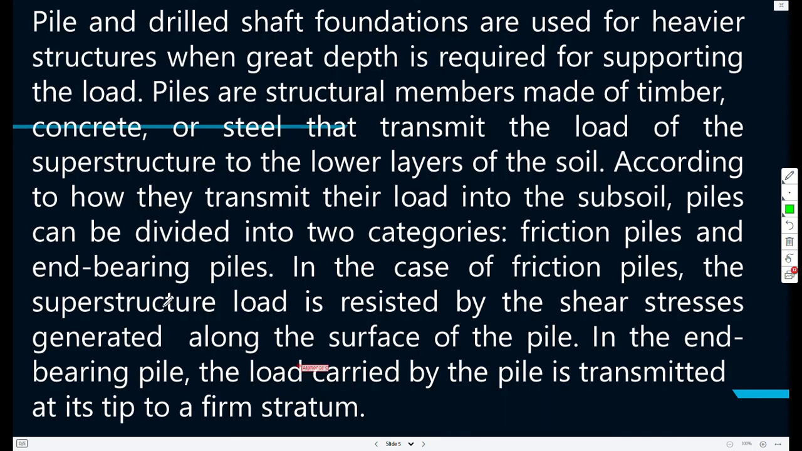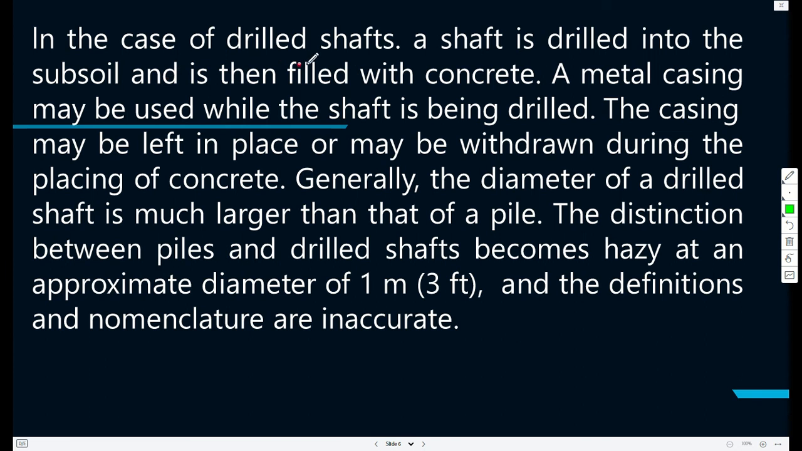So pile, I think I have already talked about that. In the case of friction piles, the superstructure load is resisted by the shear stresses generated along the surface of the pile. In the end bearing pile, the load carried by the pile is transmitted to the tip, to a firm stratum. In the case of drilled shafts, a shaft is drilled into the subsoil and is then filled with concrete. Metal casing may be used while the shaft is being drilled. The casing may be left in or may be withdrawn during the placing of the concrete.